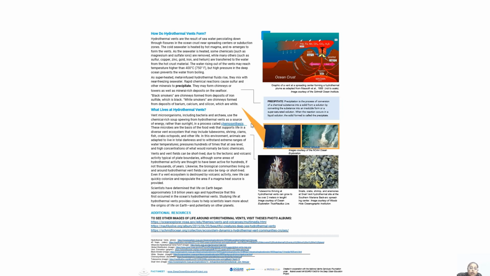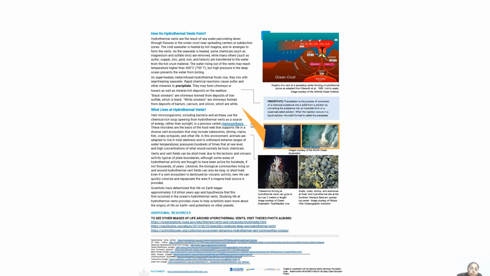The water rising out of the vents may reach temperatures higher than 400 degrees Celsius, but high pressure in the deep ocean prevents the water from boiling. So, as superheated, metal-infused hydrothermal fluids rise, they mix with near-freezing seawater. Rapid chemical reactions cause sulfur and other minerals to precipitate. They may form chimneys or towers as well as mineral-rich deposits on the seafloor.